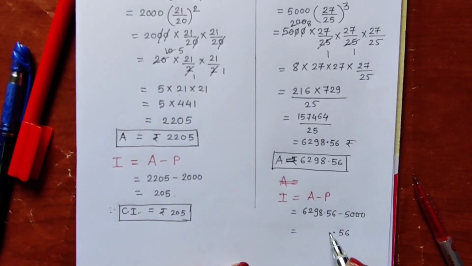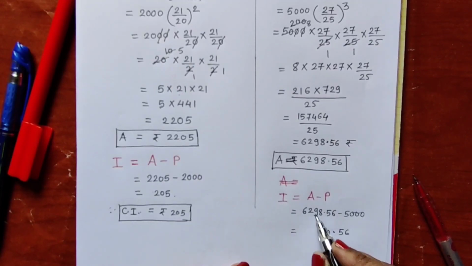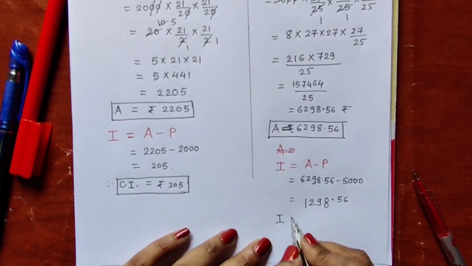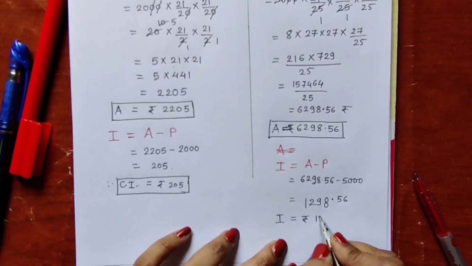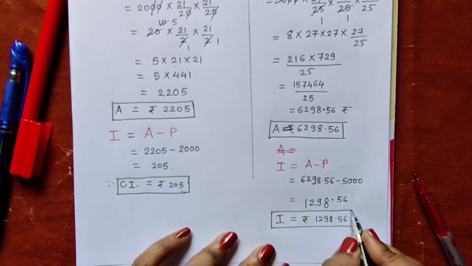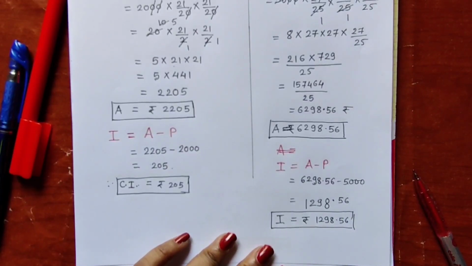Then 8 minus 0 is 8, 9 minus 0 is 9, 2 minus 0 is 2, and 6 minus 5 is 1. So the interest value, not amount, interest we have got is rupees 1298.56. So in this way, first we have to calculate the amount and then we can find out the interest.